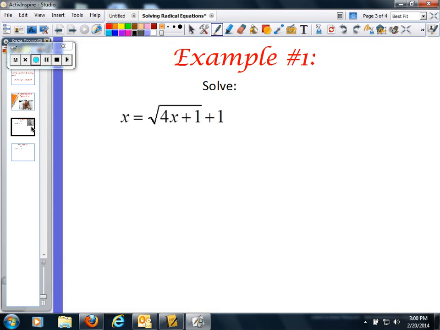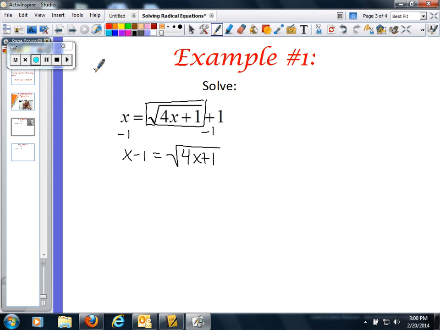So, first example, we're given x equals the square root of 4x plus 1. I want to look at getting this here by itself so that I can get rid of it. So first thing I have to do is subtract 1 from both sides. So that gives me x minus 1 equals the square root of 4x plus 1.